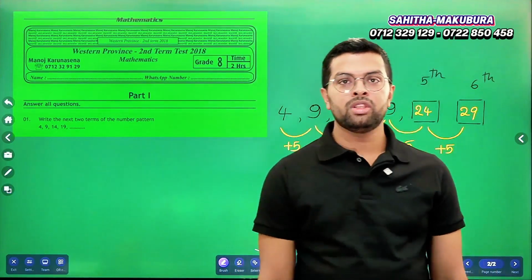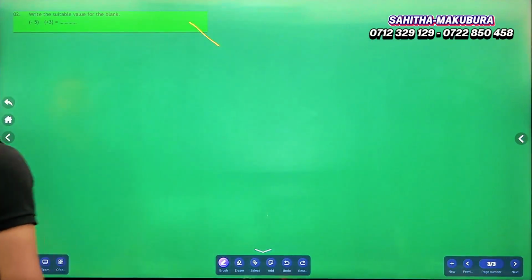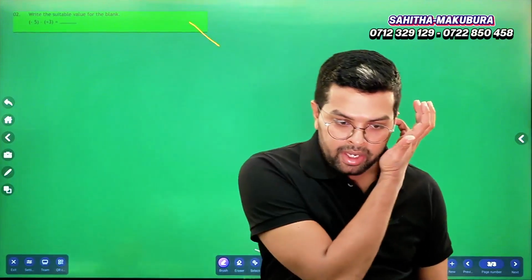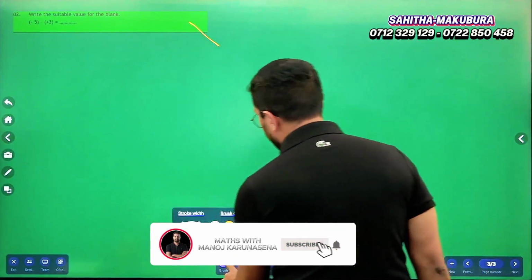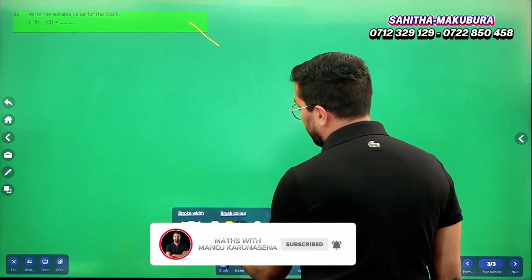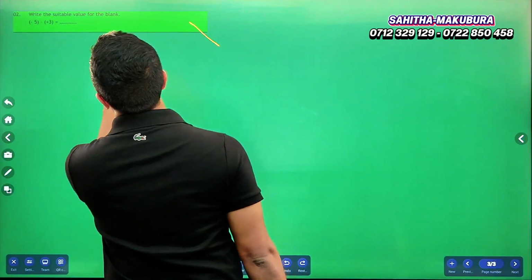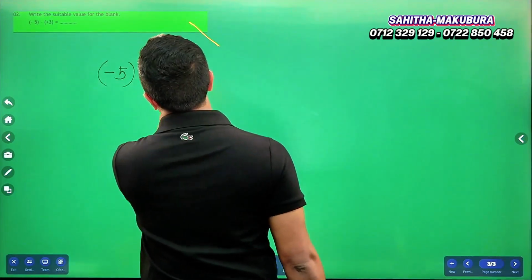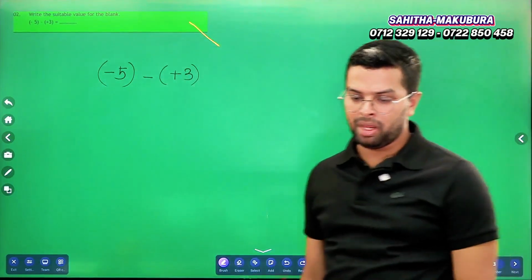Moving on to the second question. Question number 2. What is asked? Write the suitable value for the blank. The question is from the lesson directed numbers. The question is minus 5 minus plus 3. Minus 5 minus plus 3.